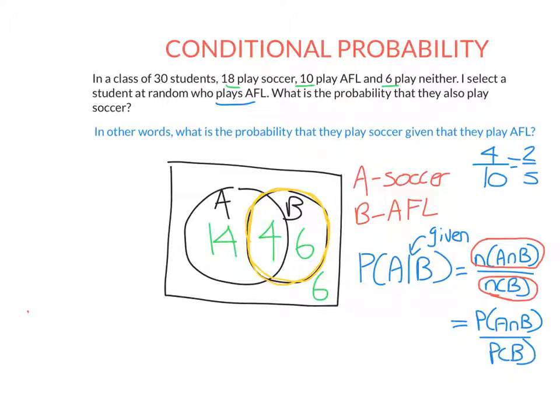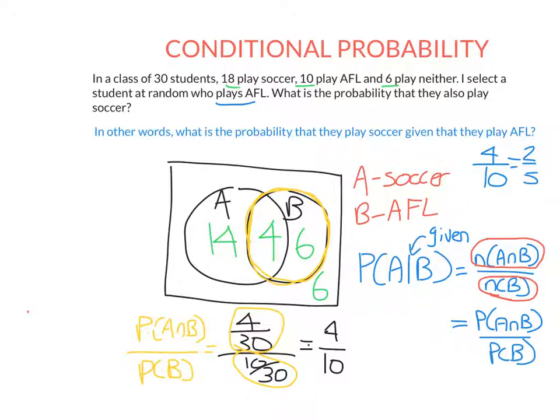In this Venn diagram, the probability of A and B was 4 out of the total 30, and the probability of B was 10 out of 30. If you put this on your calculator, you get 4 out of 10. You get the same answer. Again, this was probability of A and B. This was the probability of B. Usually the formula is written like this with probabilities, but this one is just as effective and you can use it. So I've figured out the probability that they play soccer given that they play AFL.